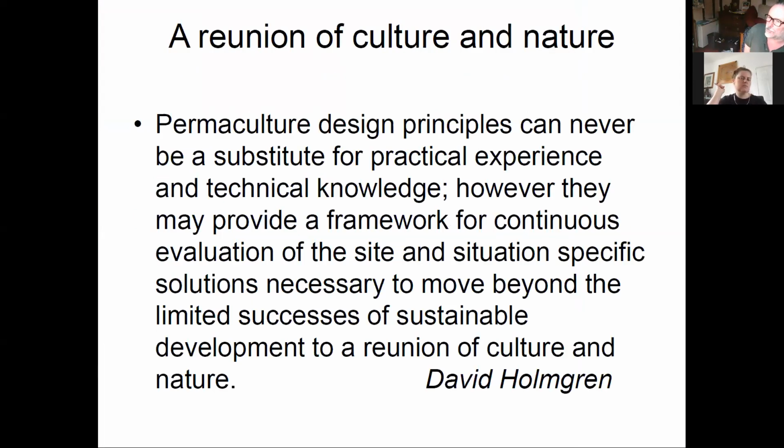Here's a thought from David Holmgren. A reunion of culture and nature. Permaculture design principles can never be a substitute for practical experience and technical knowledge. However, they may provide a framework for continuous evaluation of the site and situation-specific solutions necessary to move beyond the limited successes of sustainable development to a reunion of culture and nature.